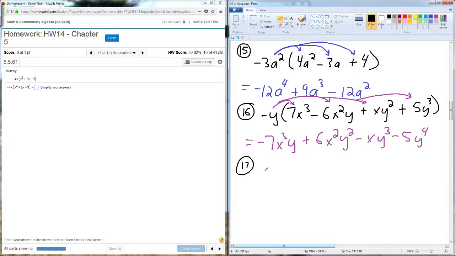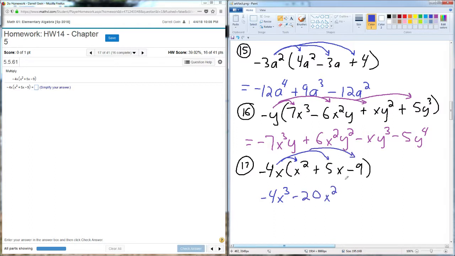Oh, this one looks a lot easier, a lot better. Negative 4x, more reasonable. X squared plus 5x minus 9. Let's do it in blue. Alright, negative 4 x cubed, just adding another x. Negative 4 times 5 is negative 20, and 2 x's between the two. Negative 4 times negative 9 is a positive 36, and there's only one x between the two.